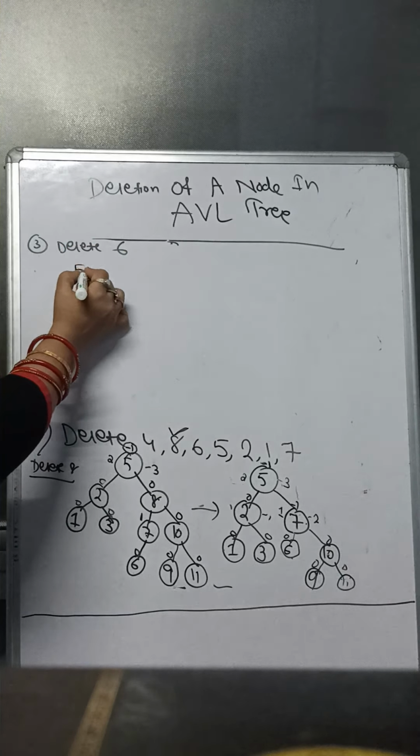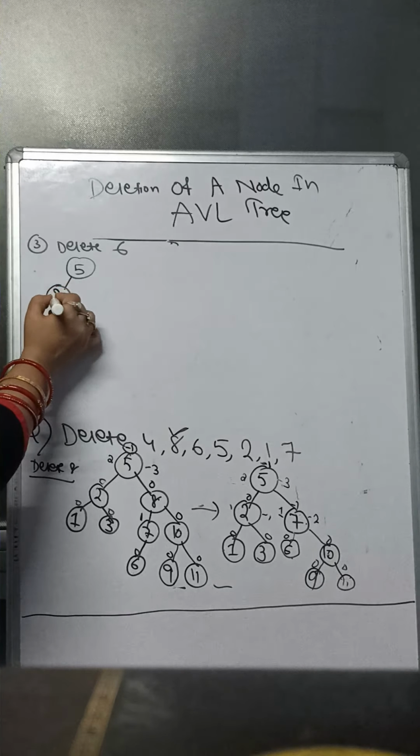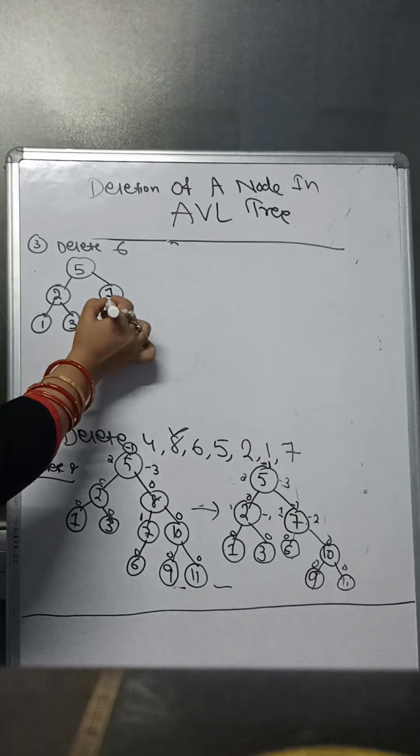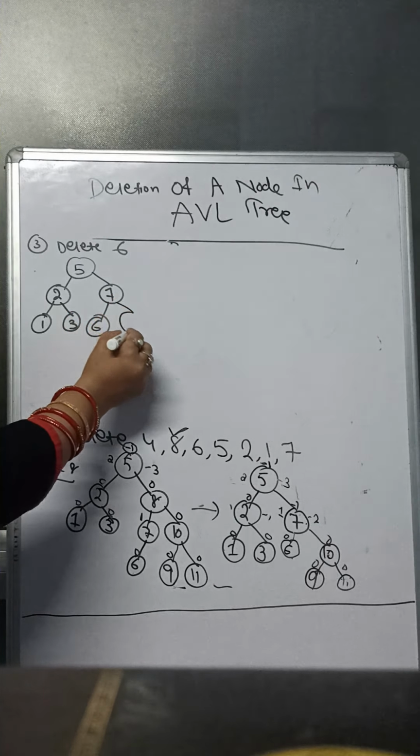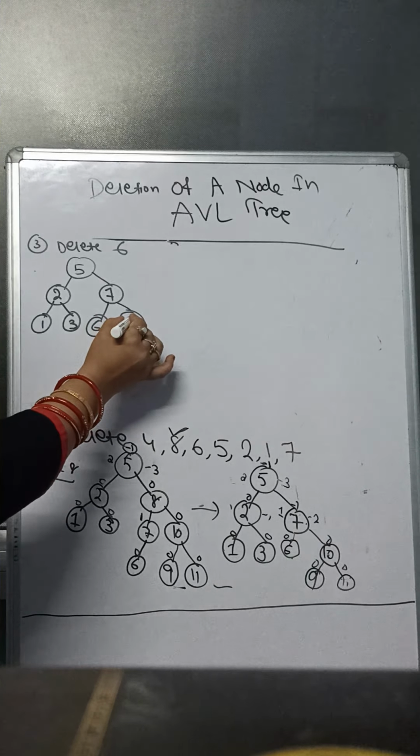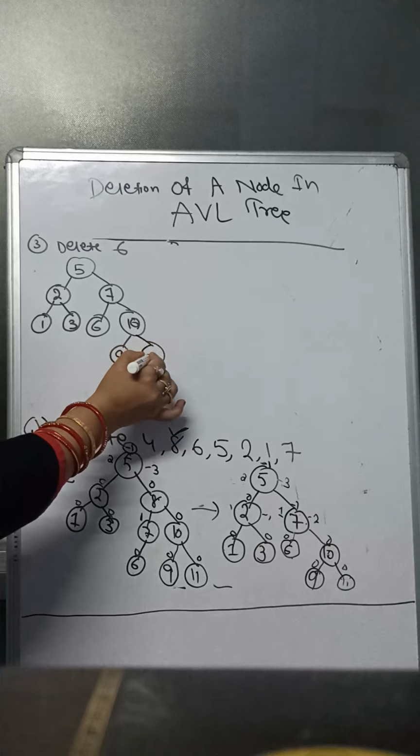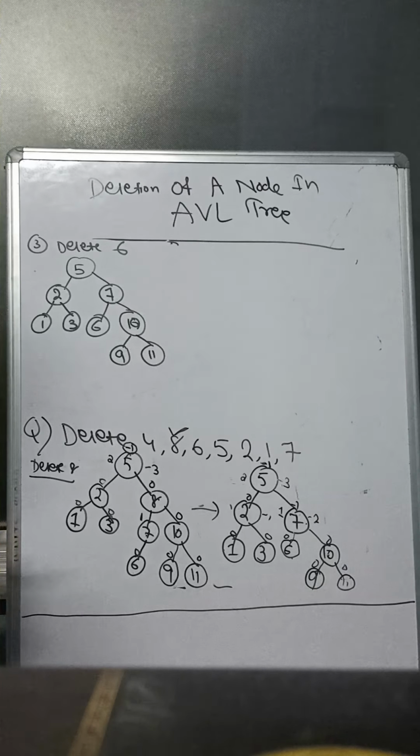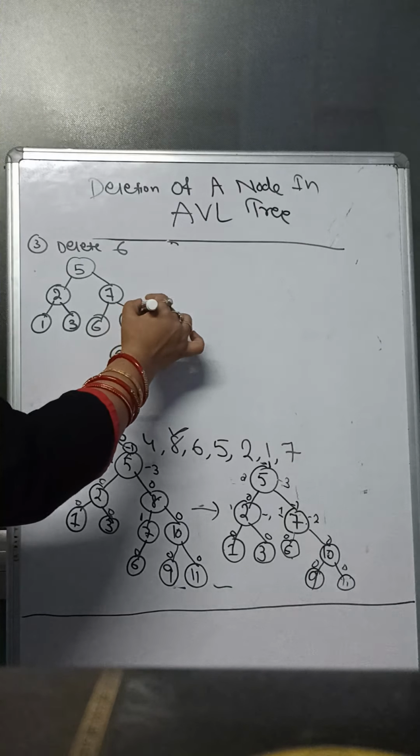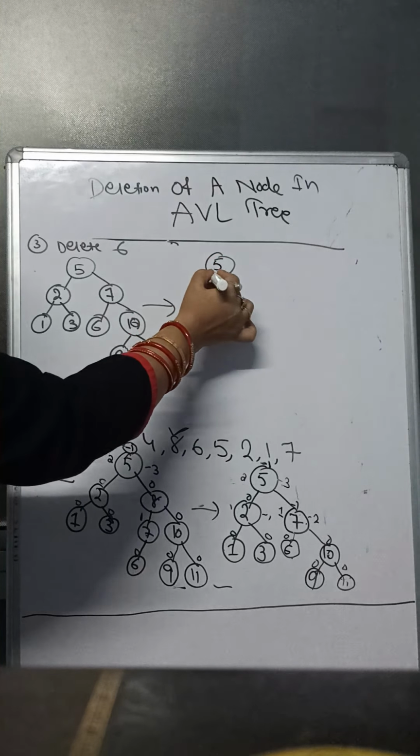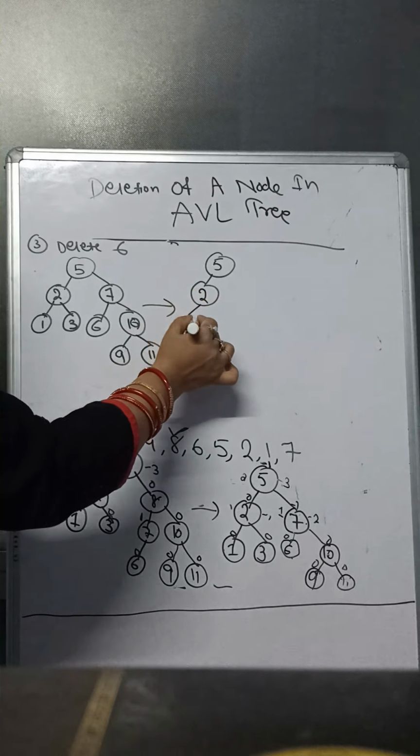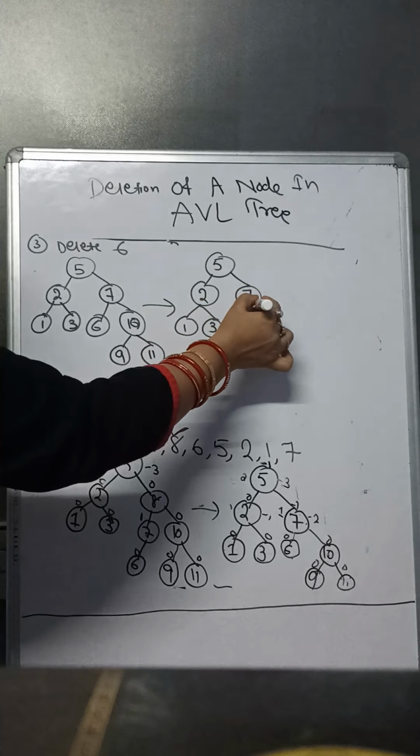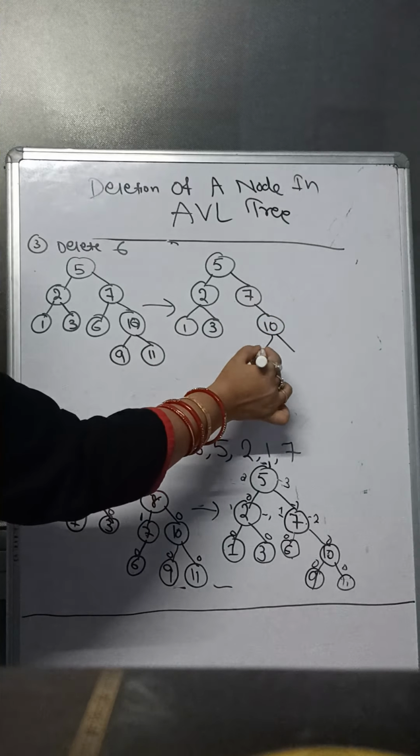Okay, now I have to draw this tree here: 5, 2, 1, 3, then your 7, then your 6, then 10, this one is 10, then 9, then your 11. Okay, so I have to delete 6. So when 6 is deleted, how will the tree look like? So 5, 2, 1, 3, then your 7, 6 will be deleted. Okay, then your 10, then your 9 and 11.